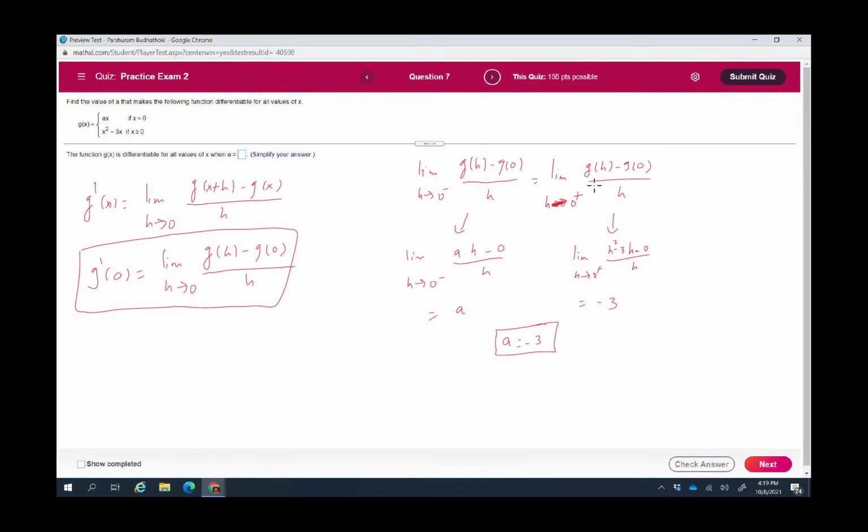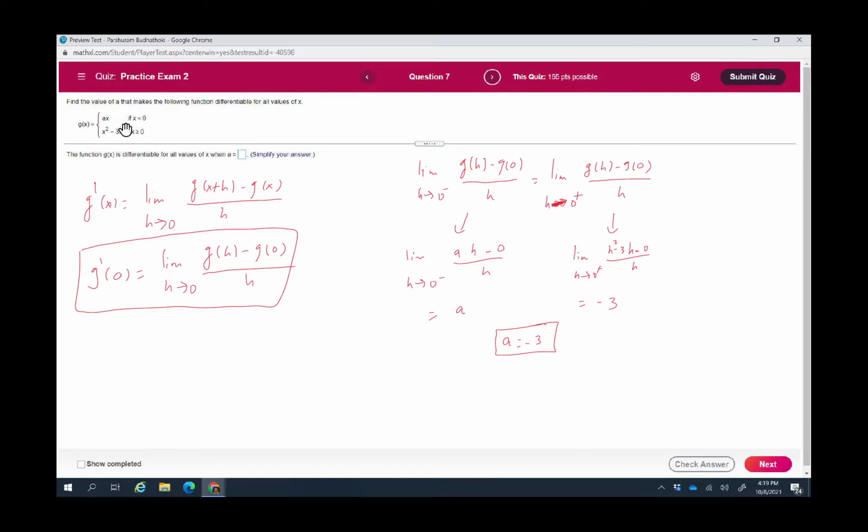And now as you can see here, when h approaches 0 from the left side, we're going to use the function a times x, and when h approaches 0 from the right side, we are going to use the value of g of x from the second part. So g of x is given, which is ax when x is less than 0. So that would be g of h, which is a times h, because g of x is a times x, so g of h would be a times h.